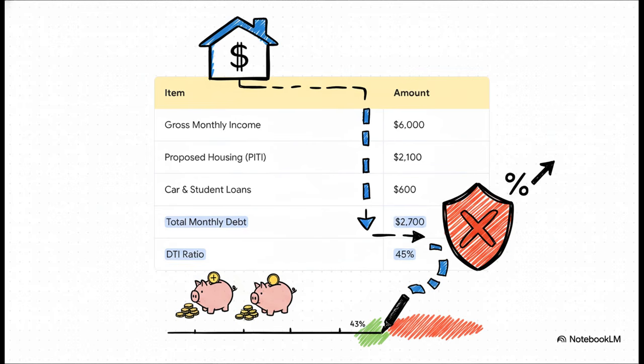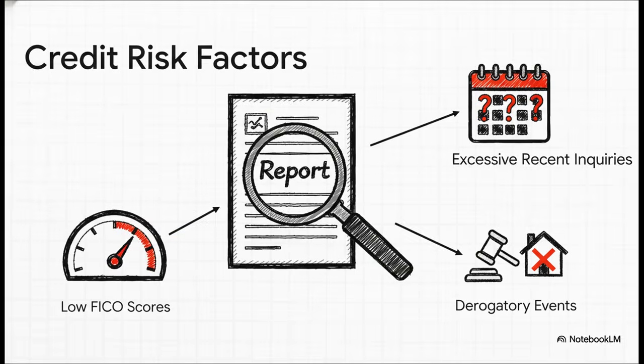And remember that 43% number we talked about? Well, this loan is over that line, which automatically flags it as a higher risk. But it's not just about DTI. You have to be a bit of a detective with that credit report. Look for things like FICO scores under 620, a whole bunch of recent credit inquiries. That can mean someone's in financial trouble. And of course, the big ones, derogatory events like bankruptcies or foreclosures.